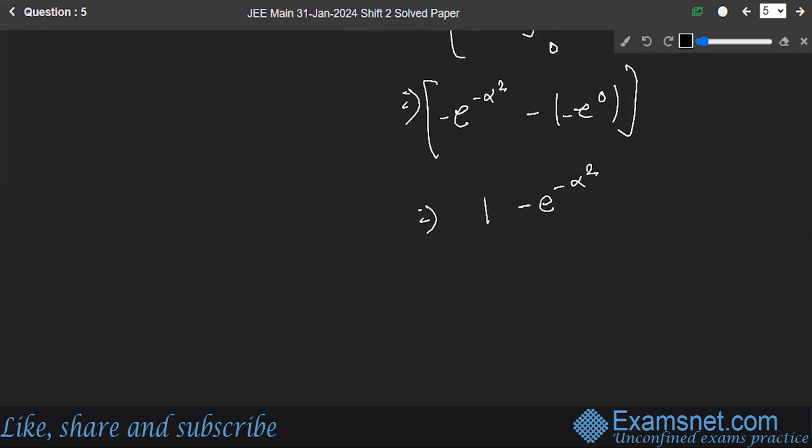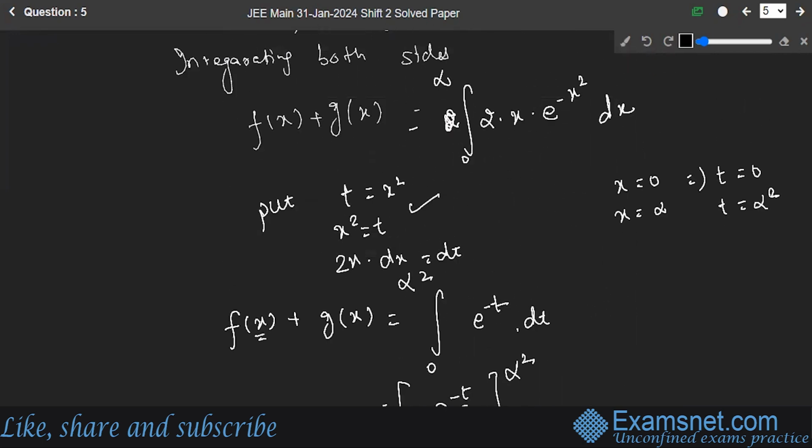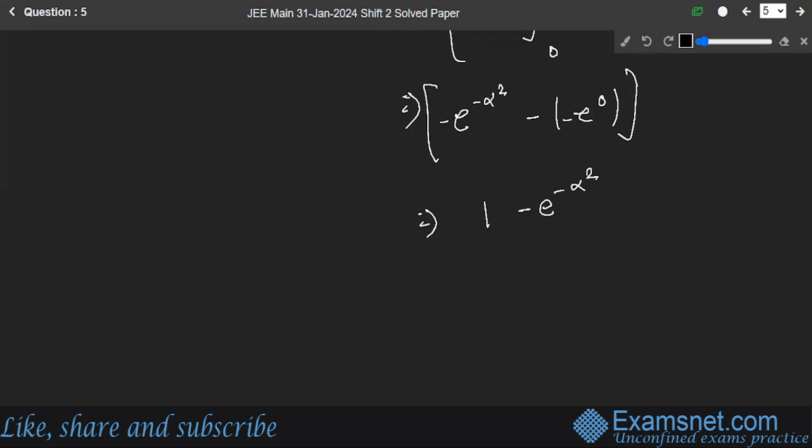Okay, now your alpha is what? This is your over x. If I replace this alpha by x, because this is a function of x, right? G of x. So this is equivalent to 1 minus e raised to power minus x square, or whatever this function is at this place.